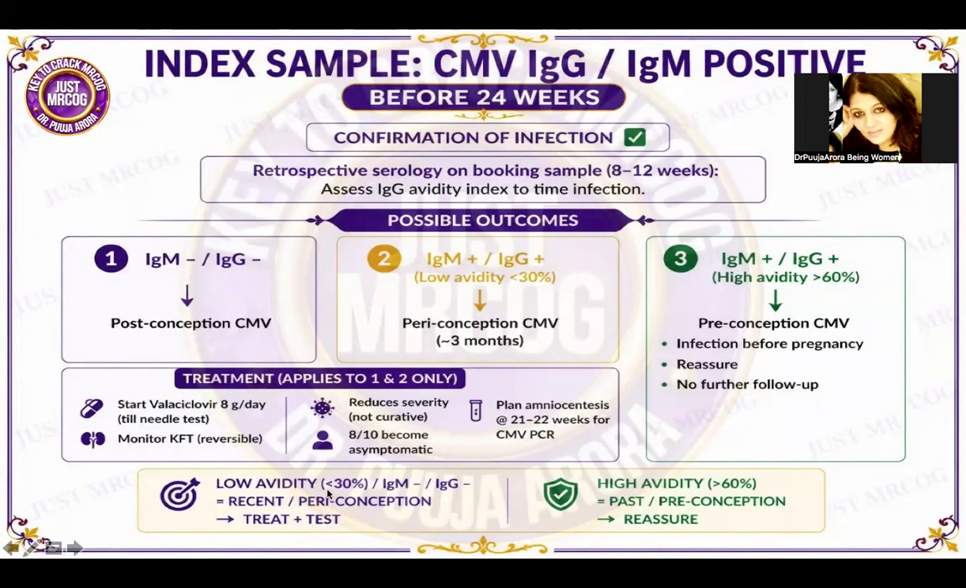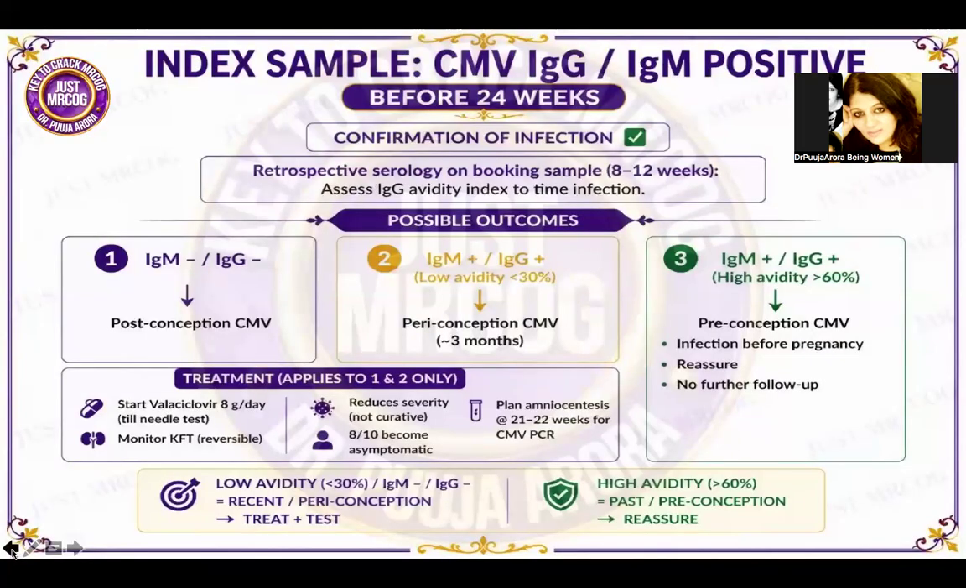If low avidity, IgG, IgM negative, so these two scenarios, right? Then it's a recent one or periconception, then we have to treat and test, that is amniocentesis. But if it is high avidity, it means it is probably preconception or past infection. So you have to reassure. This is your example. I hope I'm clear about this.